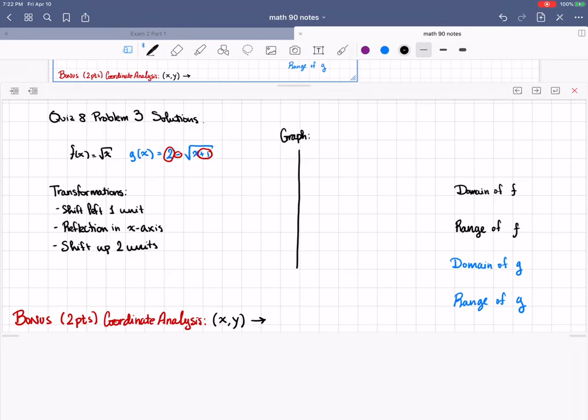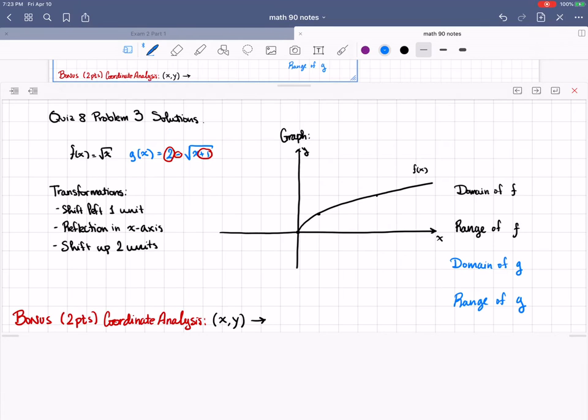So here are my axes. What I'm very hopeful with is that you remember the shape of the square root of x. The square root of 0 is 0, the square root of 1 is 1, the square root of 4 is 2. So there is the shape of the pre-transformed graph. That's f of x. And then in blue, g of x.